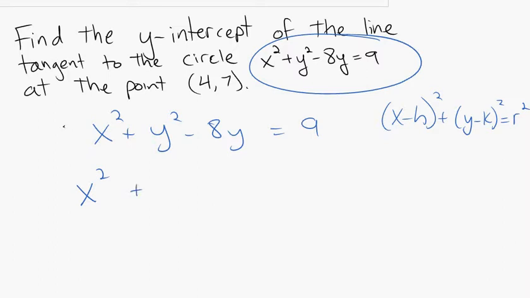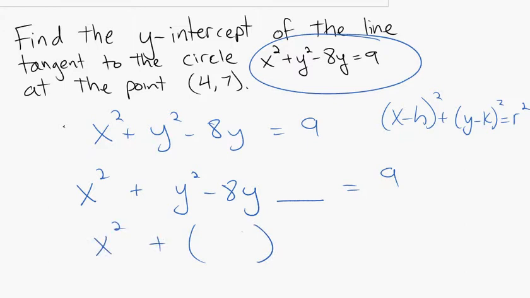But for the y squared, we want to think of something we can add on here so we can factor it. We want to think of something we can add on to make this easy to factor. And completing the square gives us a procedure to do that. We take this value, we divide by 2, and then we square it. So if we take this value, we get negative 4, and we square it, we get 16.